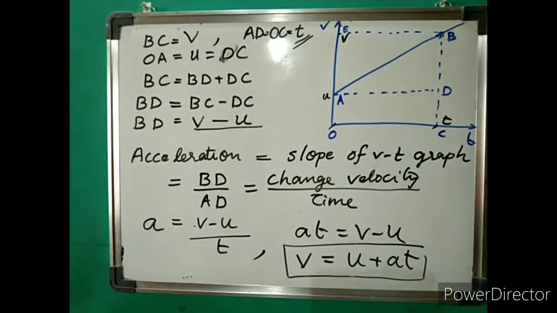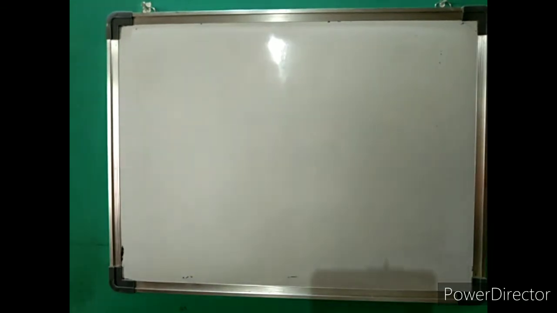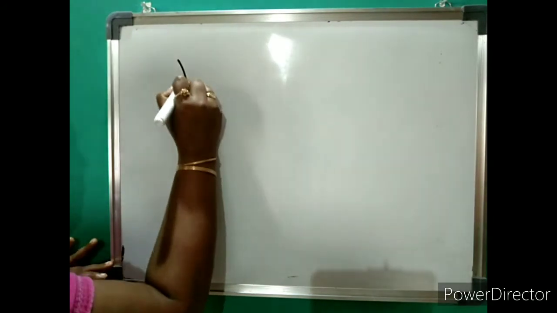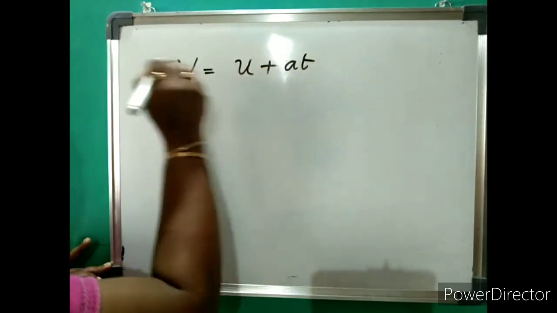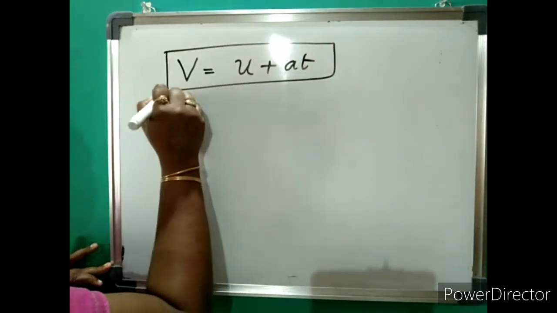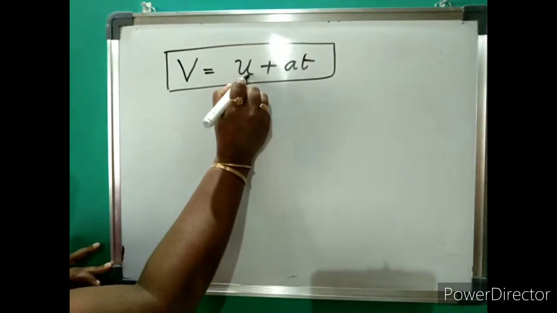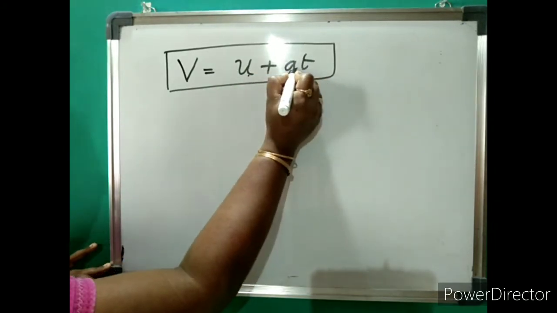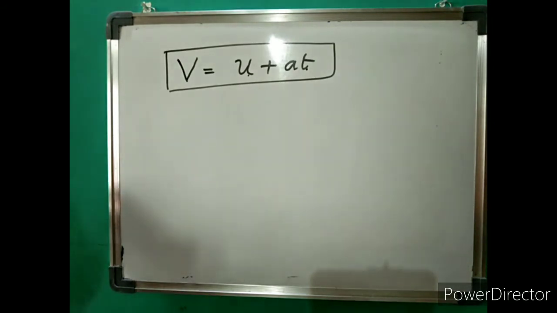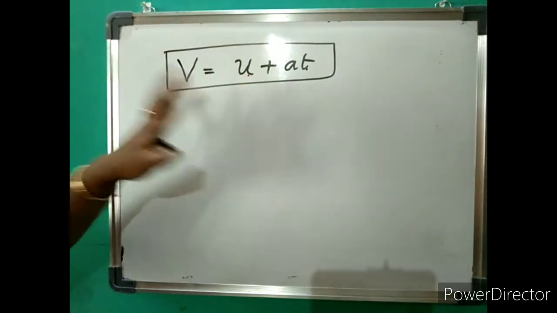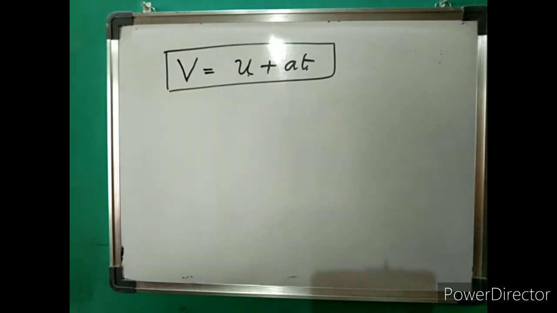For the velocity time relation V is equal to U plus AT, V is the final velocity of the object, U is the initial velocity, A is the acceleration and T is the time taken to change the velocity from U to V. Now we are going to the second equation.